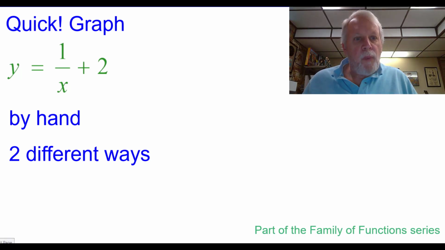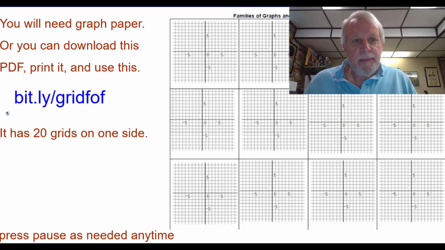Quick, graph y equals 1 over x plus 2 by hand 2 different ways. This is part of the Family of Functions series. You will need graph paper, or you can download this PDF and print it. Press pause anytime as needed.